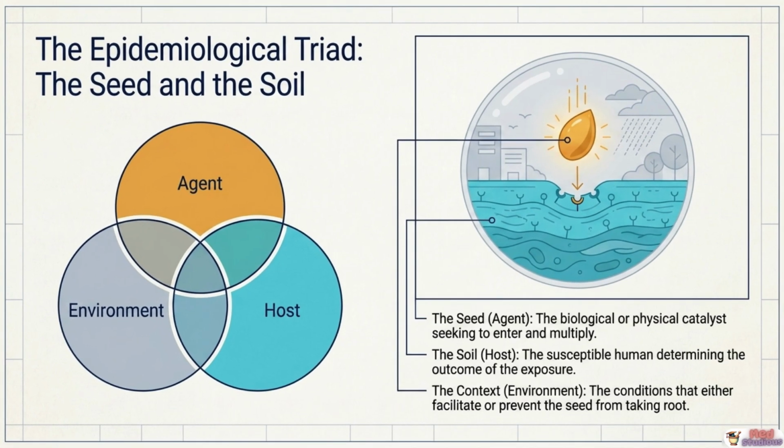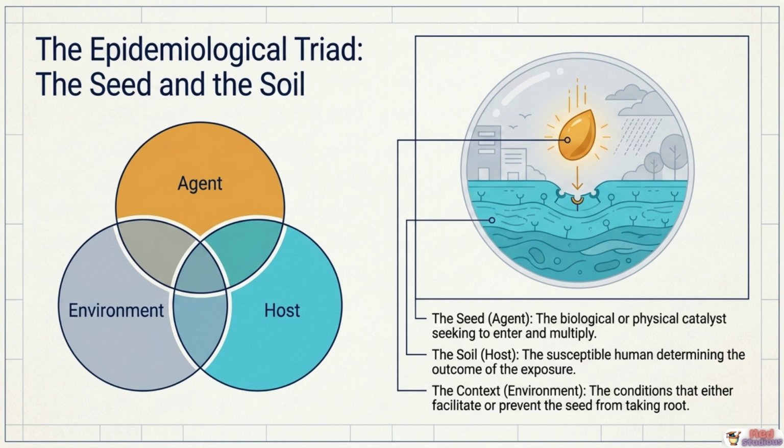Before we can prevent disease, we must understand how it arises. The epidemiological triad is the foundational conceptual model of disease causation, representing the interaction of three essential components. The first component is the agent, the biological or physical catalyst that causes disease, the seed that seeks to enter and multiply within a susceptible host.